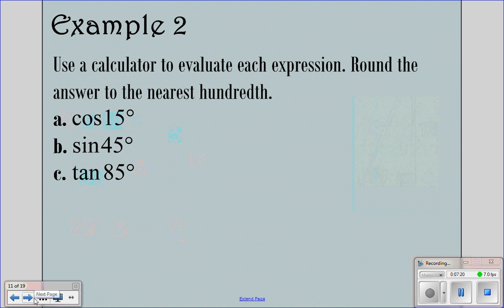Looking at the next one, we're going to use a calculator to evaluate each expression. And you want to round your answer to the nearest hundredth. So you can pause the video and get your calculator out. Whenever you are using a graphing calculator, if you got one of the ones out of the thing over there in the classroom, you need to check the mode. You need to check that button. It is right next to the blue second button.